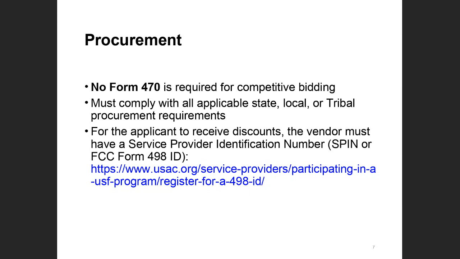Obviously, if you were trying to do $30,000 plus in procurements, then you might have to worry about buying off a state contract or going through some kind of sealed bidding process for that. But in general, you're just following your library's purchase rules.